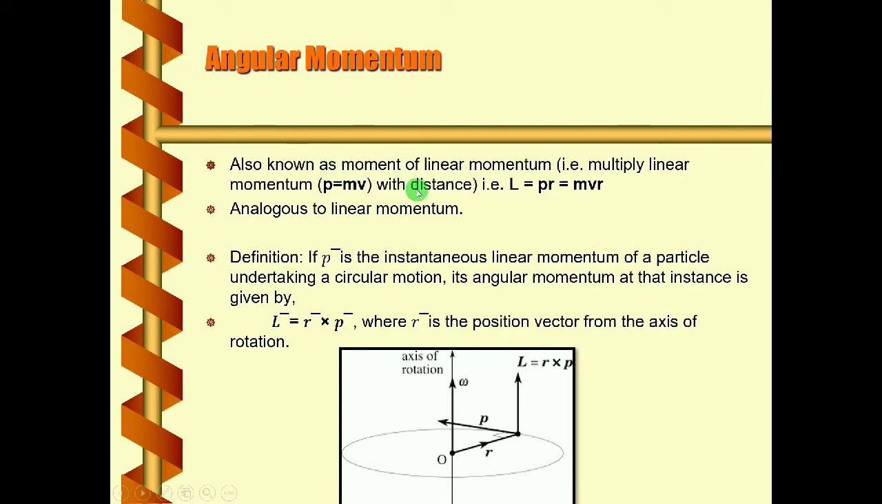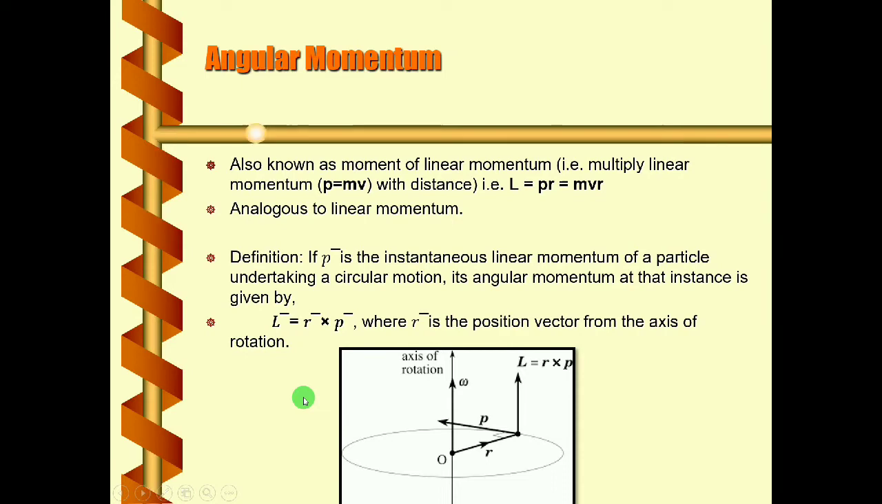That is, you multiply linear momentum with distance. So we can write L equal to P into r. But we already know P is equal to mv, so we can write L equal to mvr. This is one form of the formula, where angular momentum is written in terms of linear velocity. This is PR in magnitude form. If we consider vectors, the L vector, angular momentum, will be equal to r cross P vector, where r is the position vector and P is the linear momentum.